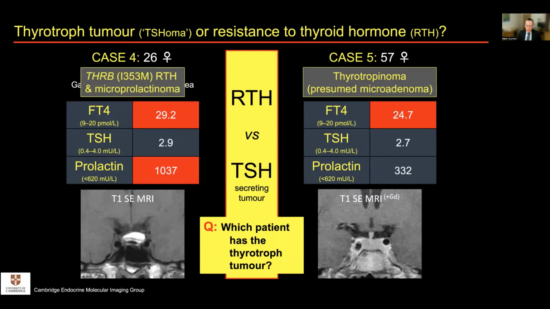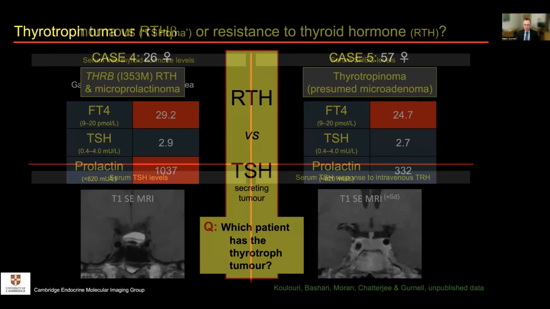However, of course, ironically, the patient who has the structural lesion in the pituitary was subsequently shown genetically to have a mutation in TR beta and also an incidental microprolactinoma, whereas the patient who had an apparently normal MRI was subsequently found to have a thyrotropinoma. So again, it's very important that we don't just make assumptions when we meet these patients, because that could lead to inappropriate investigation and treatment.